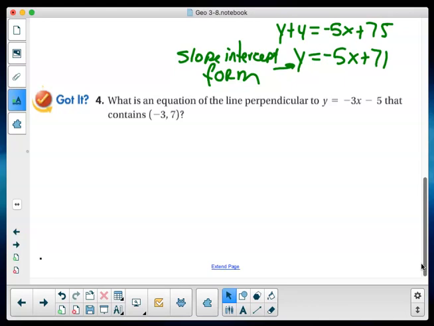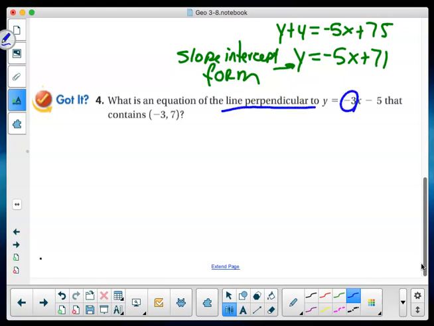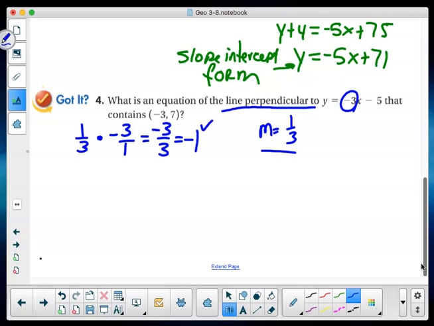Okay, welcome back. First thing I got to do, it's a line perpendicular. I find the slope and I flip it and take its opposite. So the reciprocal of that is 1/3. How do I know for sure? 1/3 times negative 3, because that's negative 3 over 1, is equal to negative 3 over 3, which again is negative 1. So that checks out, so that's totally rock solid.